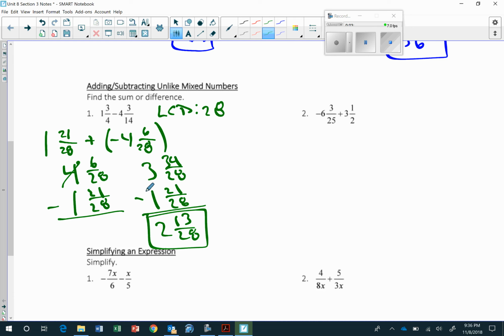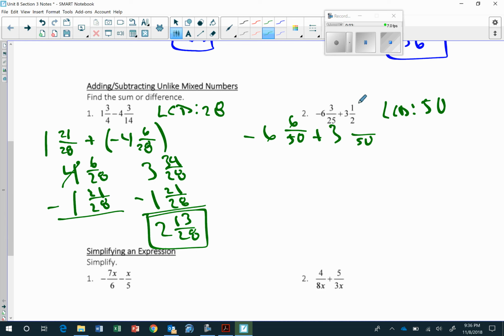Looking at the next one, we have 25 and 2 as our denominator, so I need the least common denominator, which in this case would be 50. So I need to rewrite these with 50 as the denominator. So 25 times 2 is 50, 3 times 2 is 6.